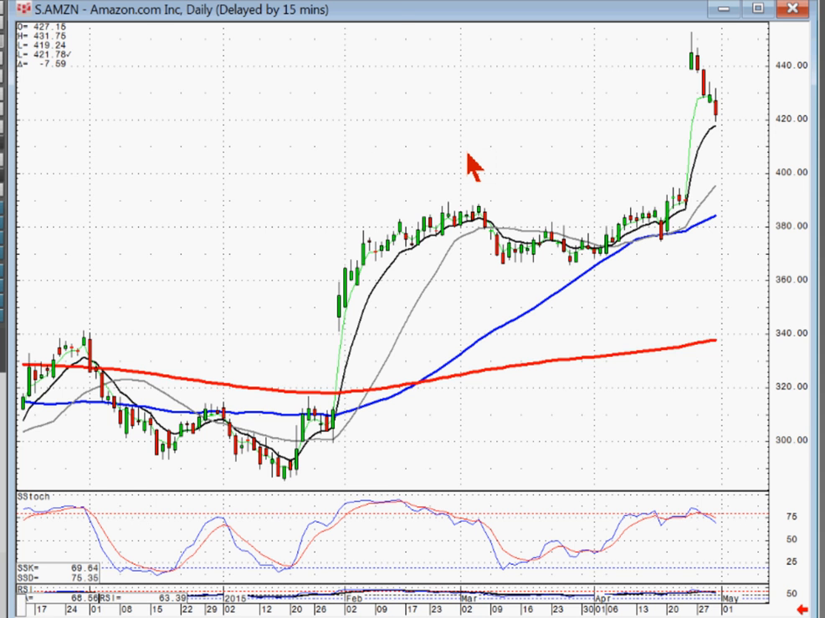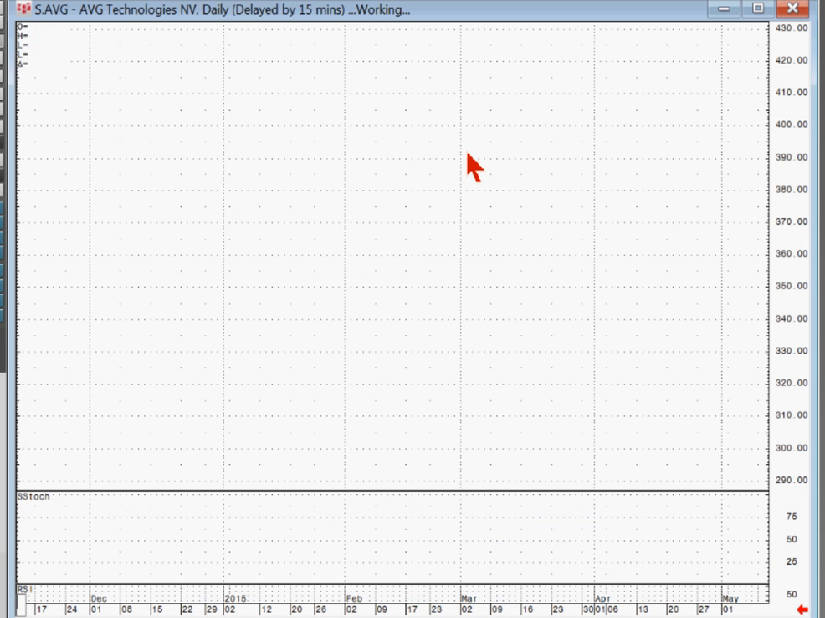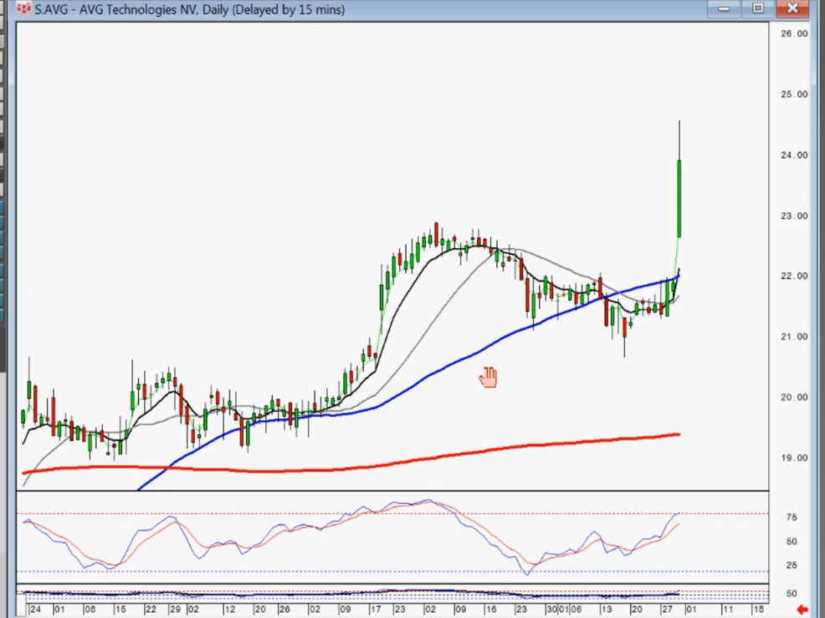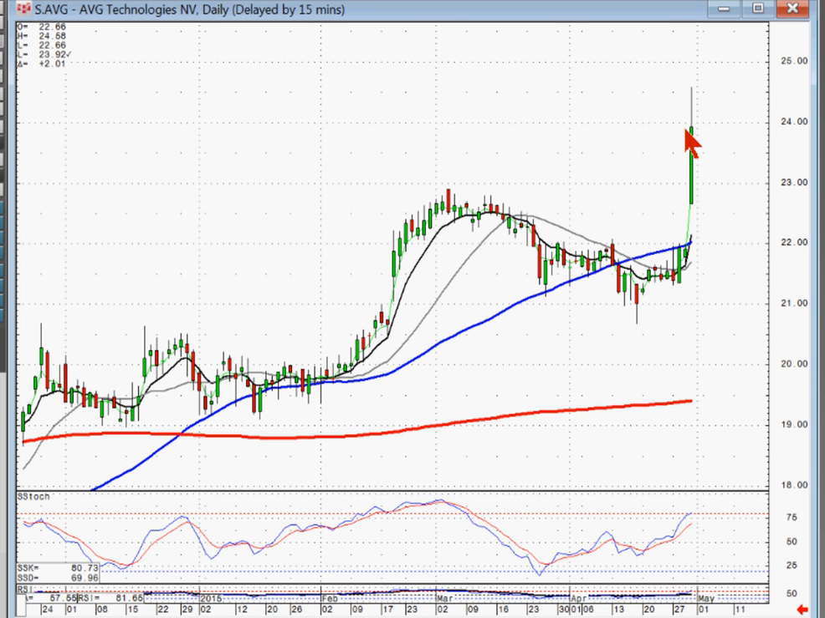Let's see, AVG, which is one of the softwares. This is where we'd expect a 45-degree. When they gap it up, look for it to kind of move in a steady trend up afterwards like this. This has told you there's been a big change of investor sentiment.